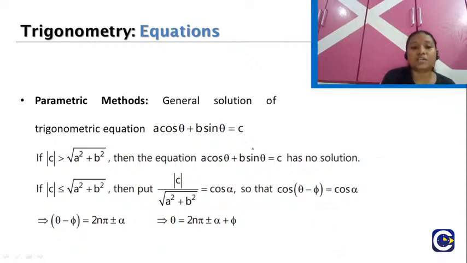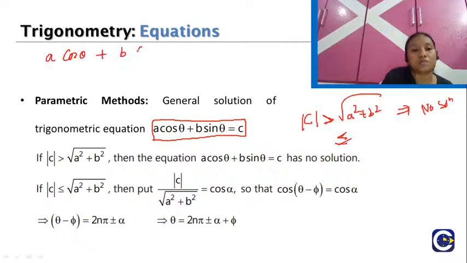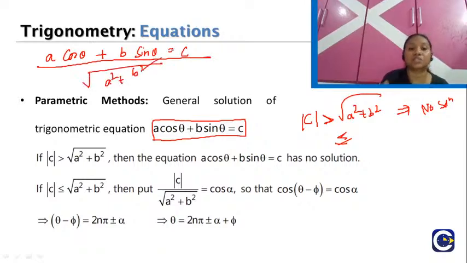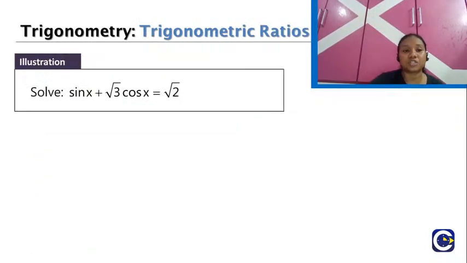So here this is the question. The equation is in the form of A cos theta plus B sin theta is equal to C. You can divide the whole expression by root over A square plus B square. If you divide this complete expression by root of A square plus B square, you will have some terms here, and you can convert them in terms of trigonometric ratios. I'll just solve one question to make you understand easily.